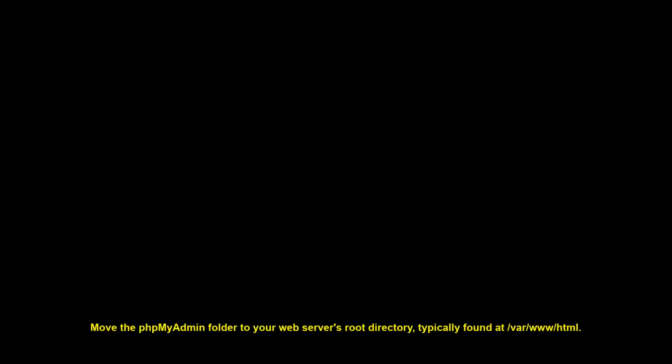Move the phpMyAdmin folder to your web server's root directory, typically found at /var/www/html. Now, navigate into the phpMyAdmin directory by using cd phpMyAdmin. Create a configuration file by copying the sample configuration with this command, cp config.sample.inc.php config.inc.php. Open the configuration file with a text editor like nano config.inc.php.